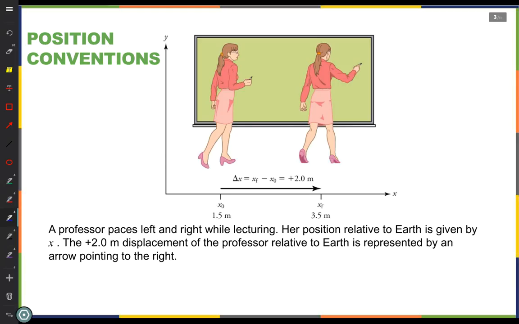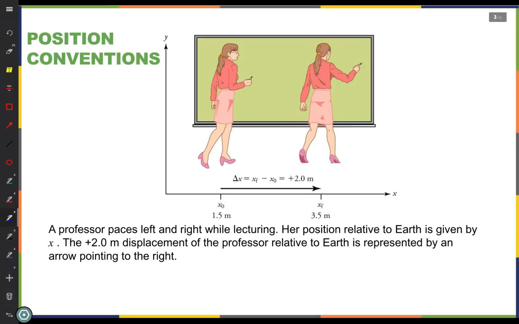So in this picture, we have this professor who goes from an initial position of 1.5 meters. Now notice that has an X sub 0. What does the sub 0 mean? Well, it means initial. So she started at an initial position of 1.5 meters. She moved to a final position of 3.5 meters. And thus, her change in position was 2 meters.